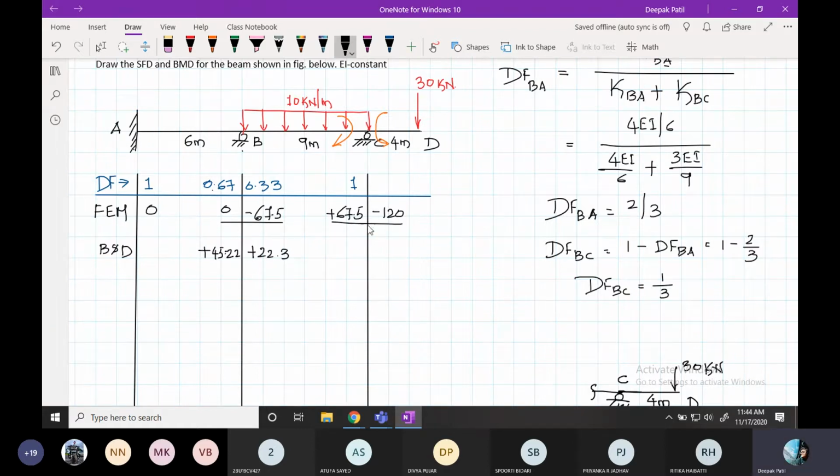Then here, plus 67.5 and minus 120, you will get the net moment as minus 52.5. So to balance that, you have to apply plus 52.5. How will you distribute that? Plus 52.5 into 1 is plus 52.5.